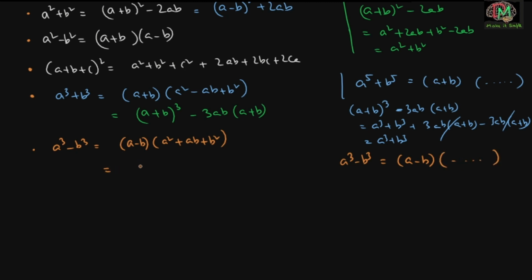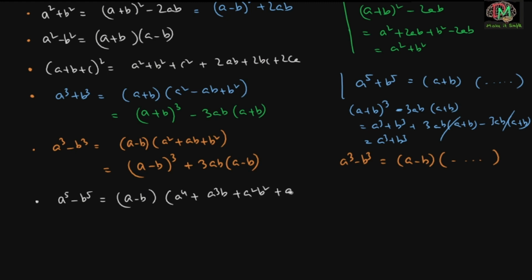Further we can write as (a minus b) whole cube, because if we expand the algebraic identity (a minus b) whole cube, we get a cube minus b cube. That is the reason we write (a minus b) whole cube plus 3ab into (a minus b). For a to the power 5 minus b to the power 5, since both powers are odd, there is a factor of a minus b, and the quotient will be a to the power 4 plus a cube b plus a square b square plus a b cube plus b to the power 4.